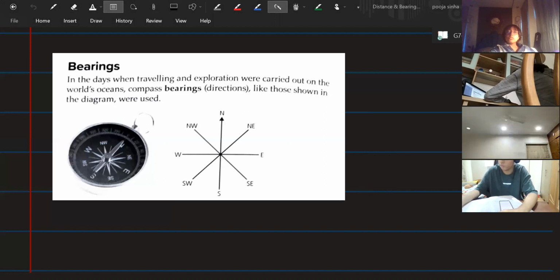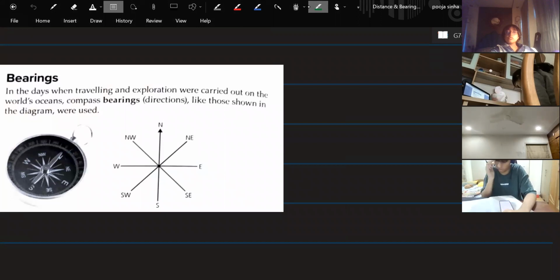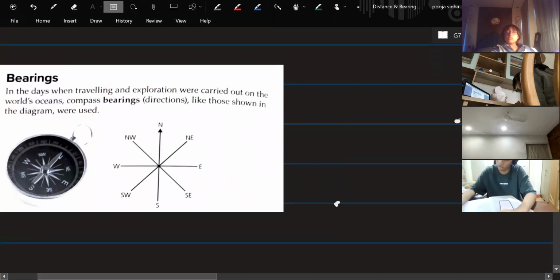Before you start anything, the first thing you need to locate is where the north is. Whenever you measure your bearing, you have to be sure that you're always measuring it from the north. Boat is here and here, A and B.